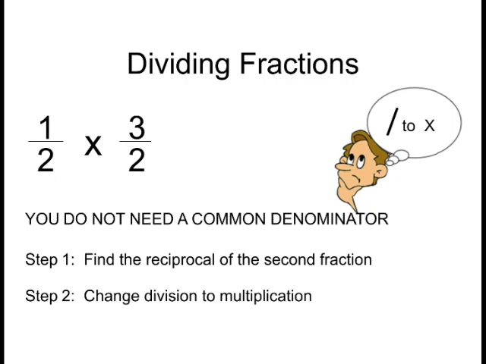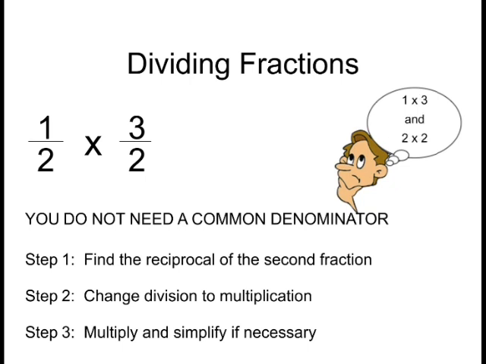Now, after changing our sign from division to multiplication, we can solve this sum in the form of multiplication. So you see, we will multiply our numerators and our denominators. After multiplying our numerators and denominators, we will get the answer, that is 3 upon 4. And if it is necessary, we can simplify it also.